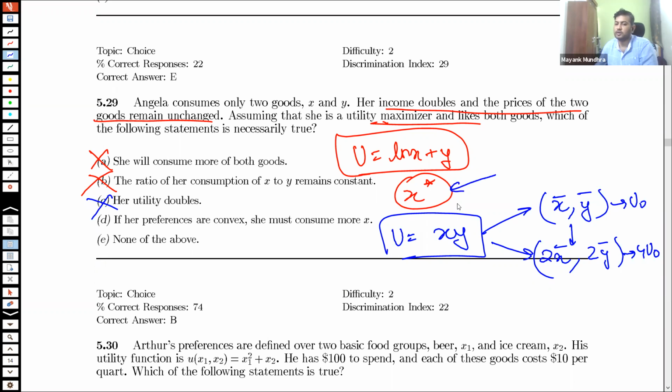Fourth is, if her preferences are convex, she must consume more X. Again, untrue according to this example. These are convex preferences. Yet her amount of good X does not increase. So that is rejected. So all the 4 options are rejected. The only true option is the E option, none of the above.